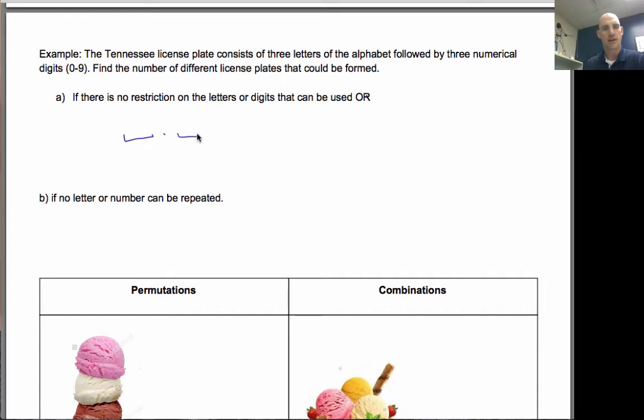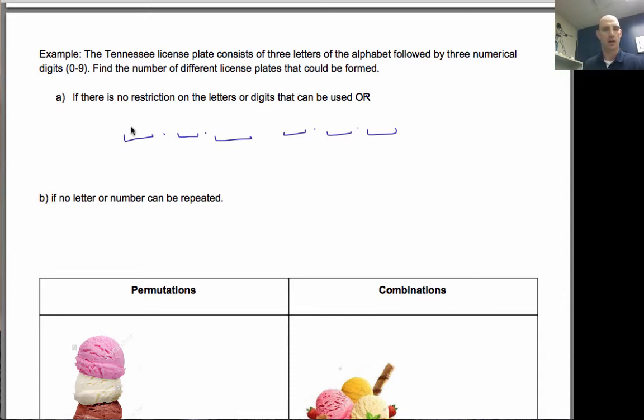I've got my license plate here, 3 letters of the alphabet with no restrictions. And then 3 numerical digits. So check it out. Tennessee only has 6 characters, whereas Texas has 7 characters. Does that make a significant difference? Sure it does.